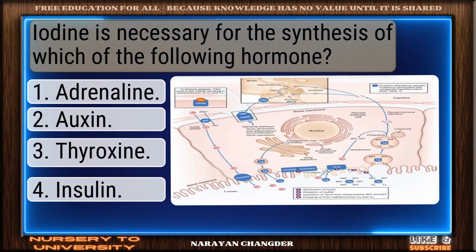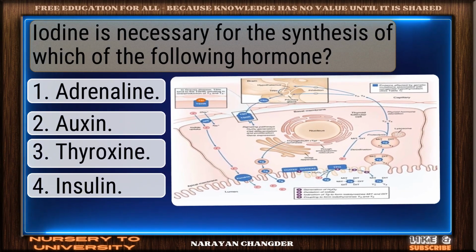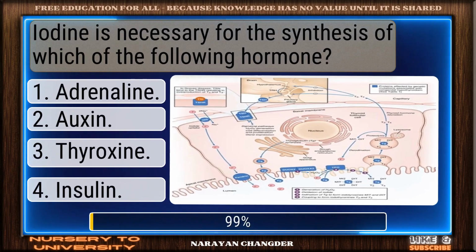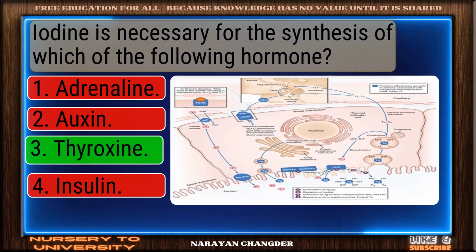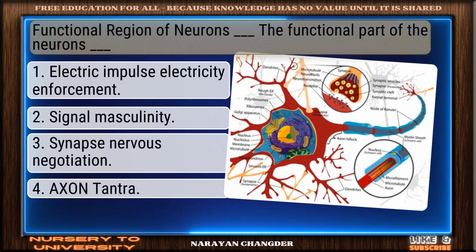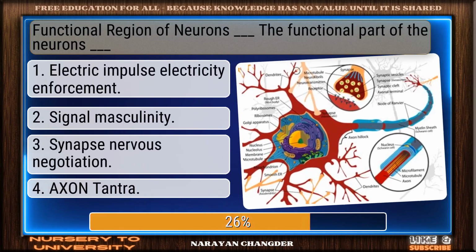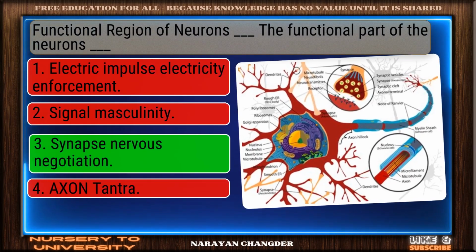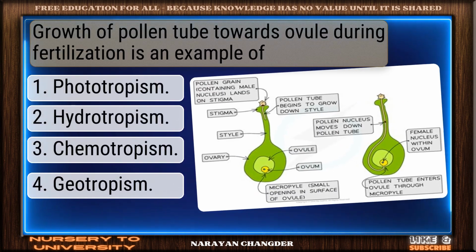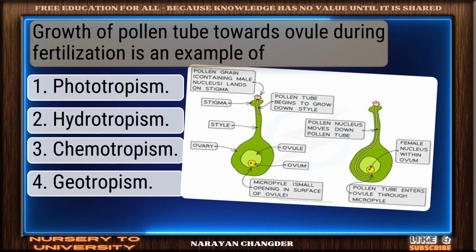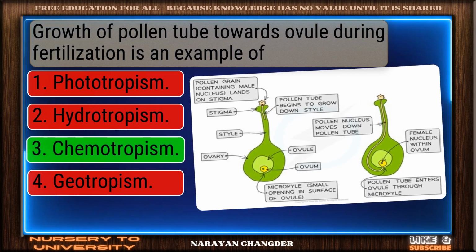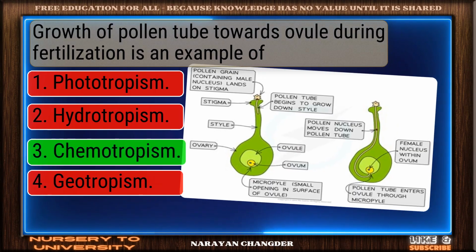Iodine is necessary for the synthesis of which of the following hormones? Exactly. Thyroxine makes sense. The functional region of neurons, dash. Strong choice. Synapse is right. Growth of pollen tube towards ovule during fertilization is an example of... Nicely done. Chemotropism is solid.